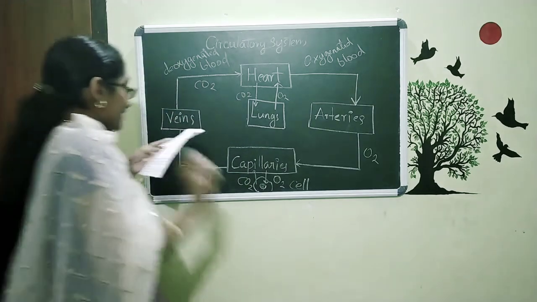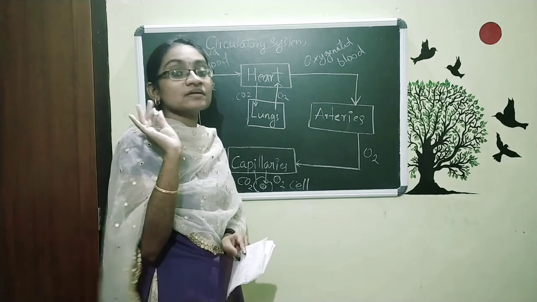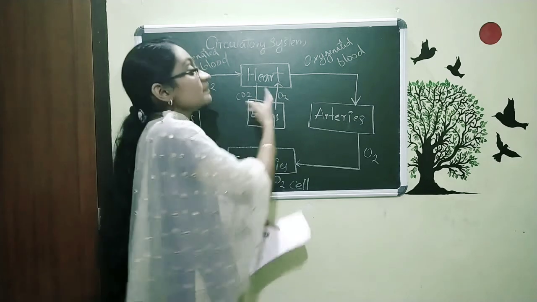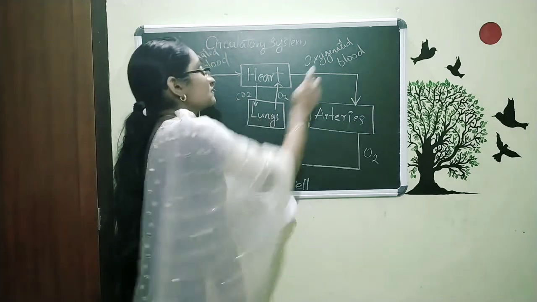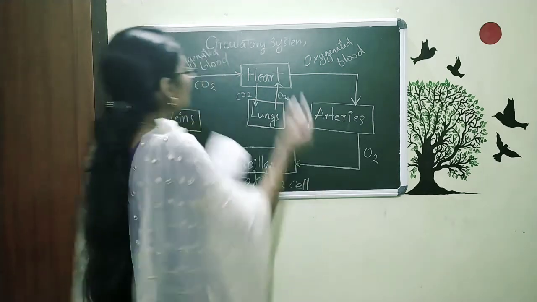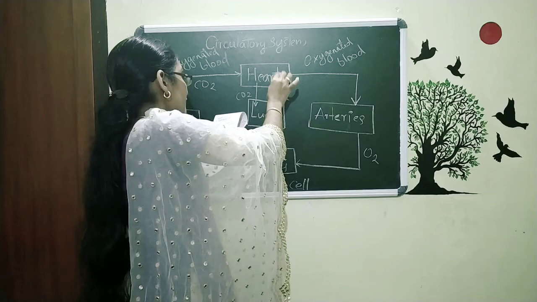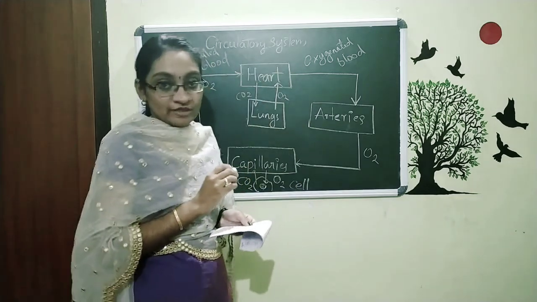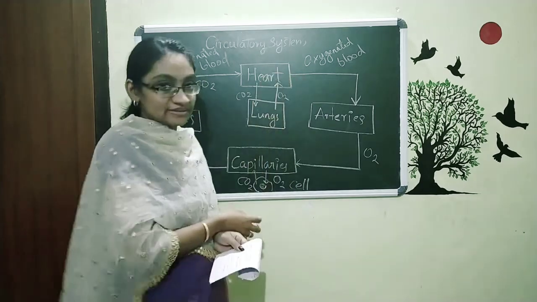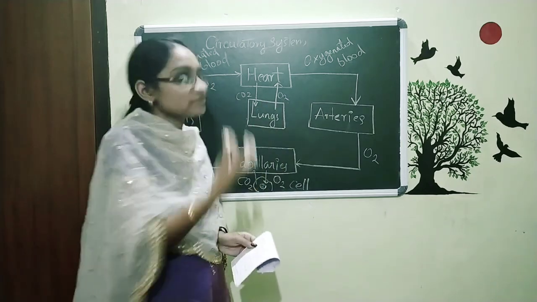Now the fourth step is that the blood is no longer deoxygenated blood. Deoxygenated blood means blood having carbon dioxide. Now the carbon dioxide is eliminated by the lungs, and the blood is oxygenated blood, which means blood rich with oxygen. So the oxygenated blood enters the left side of our heart through the pulmonary vein. Through the pulmonary vein, the blood enters our heart from the lungs, and the speciality of this blood is that it is oxygenated, filled with oxygen.